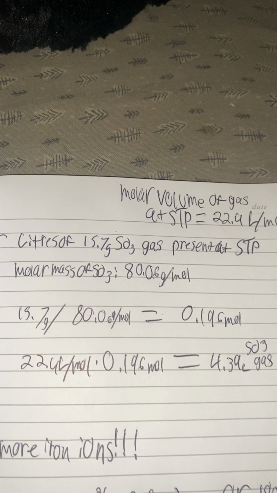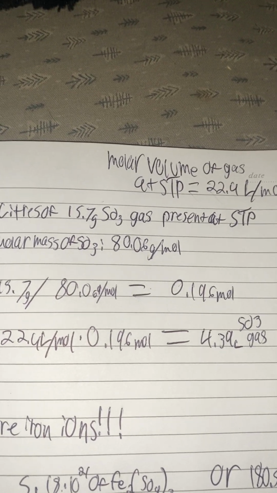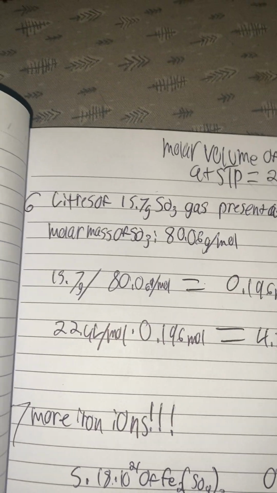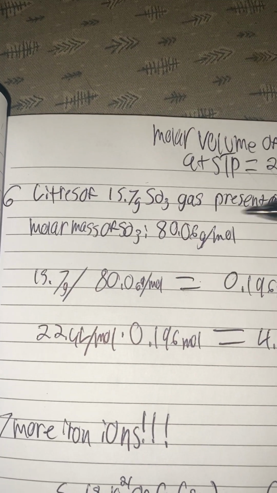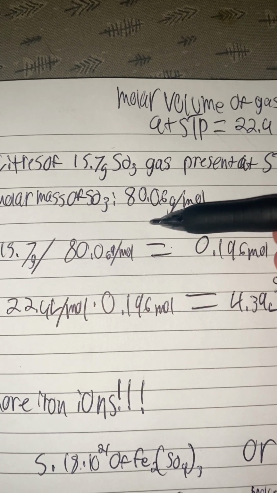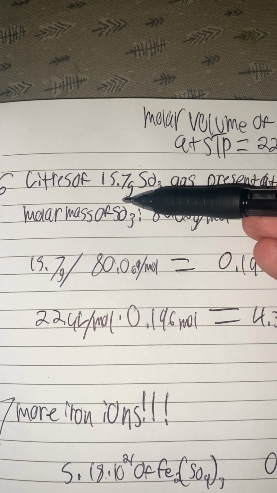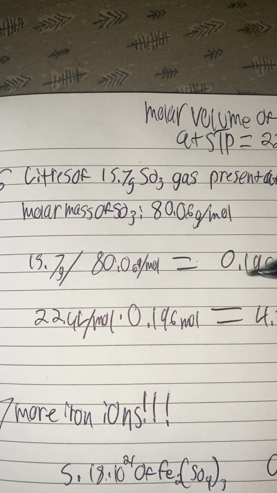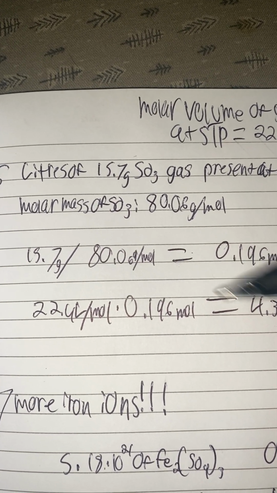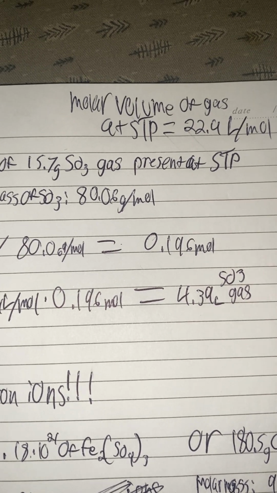Alright, this is the question: how many liters of SO3 gas will be present at STP, that is standard temperature and pressure? So first I grabbed the molar mass of SO3, which is 80.06 grams per mole. Then I would divide the given mass, 15.7 grams, by 80.06 grams per mole, and we would then receive 0.196 mole.